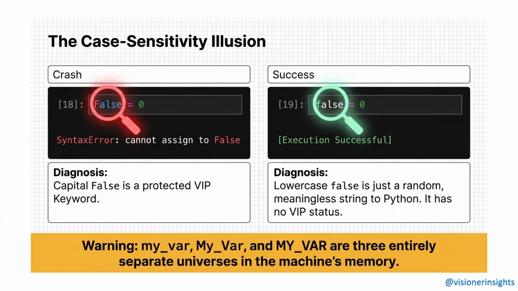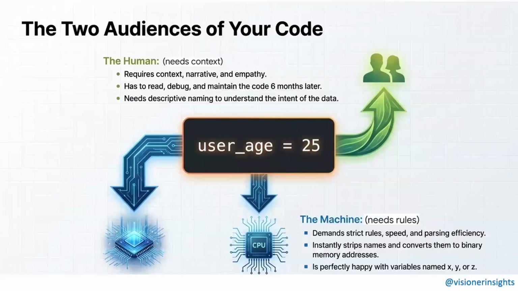And this really brings us to the central problem of all programming. On one hand, you have the machine, which demands rigid, strict logical rules. It's perfectly happy with a variable named x. But on the other side, you have the human, and that human might be you in 6 months or your teammate next week. They need context. They need a story. They need to look at user_age and know instantly what it represents.